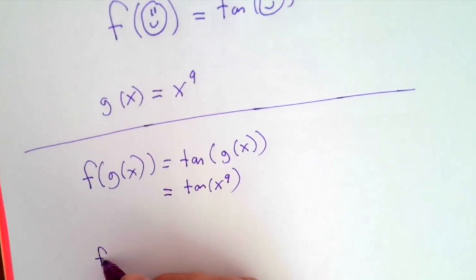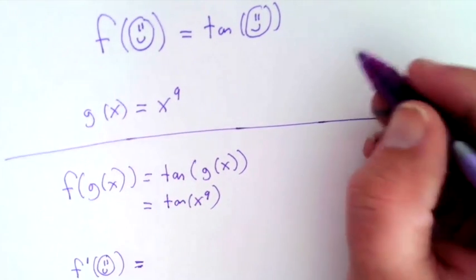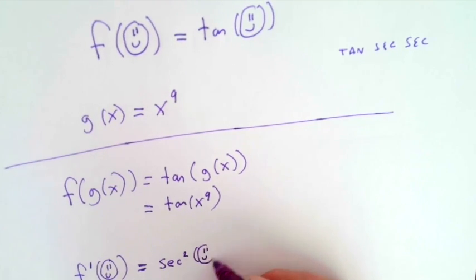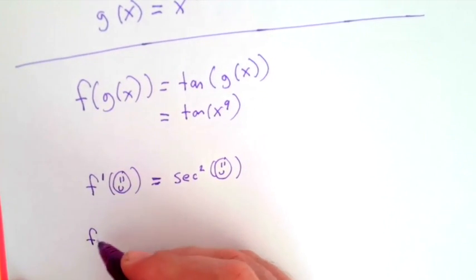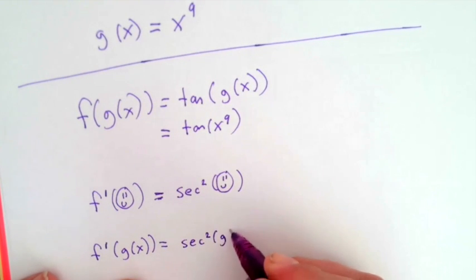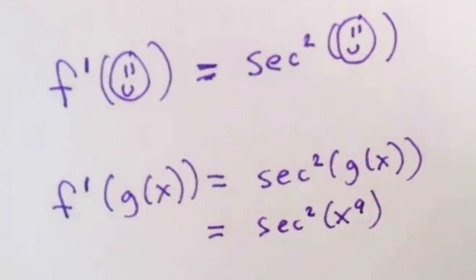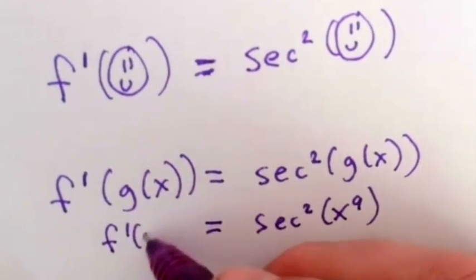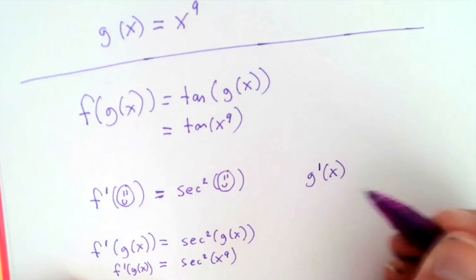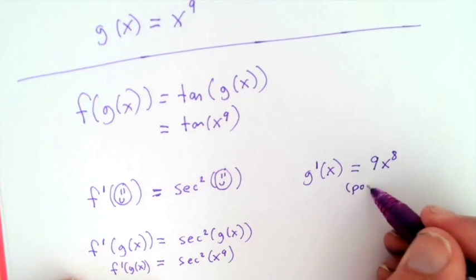What is f prime of smiley face? I take my derivative, and I have my pattern here that I've learned of tan sec sec. This is going to be secant squared of smiley face. So what would f prime of g of x be? F prime of g of x will be secant squared of g of x, which will be secant squared of x to the 9th. G prime of x would be 9 times x to the 8th using power rule.